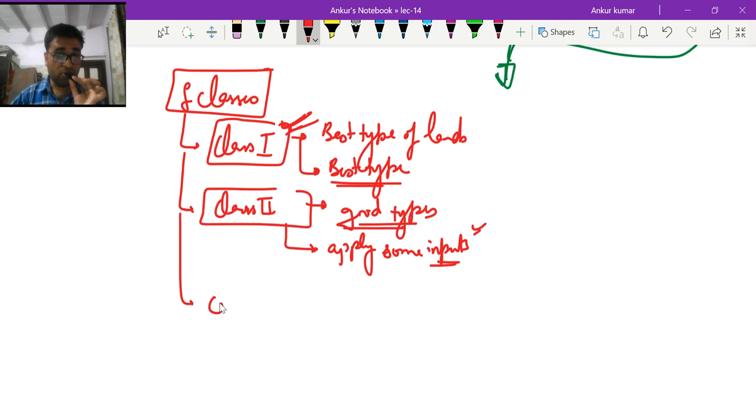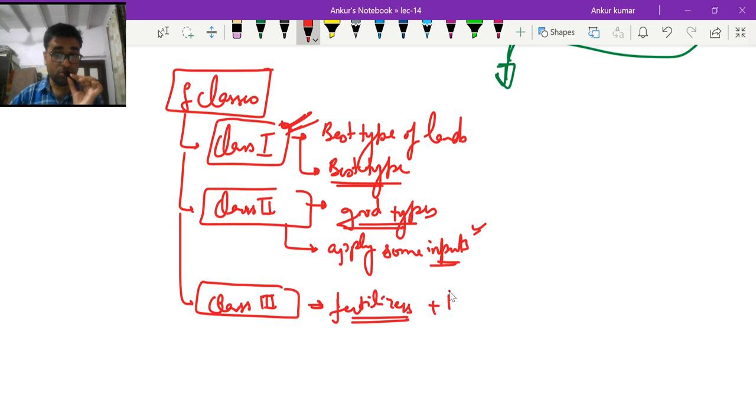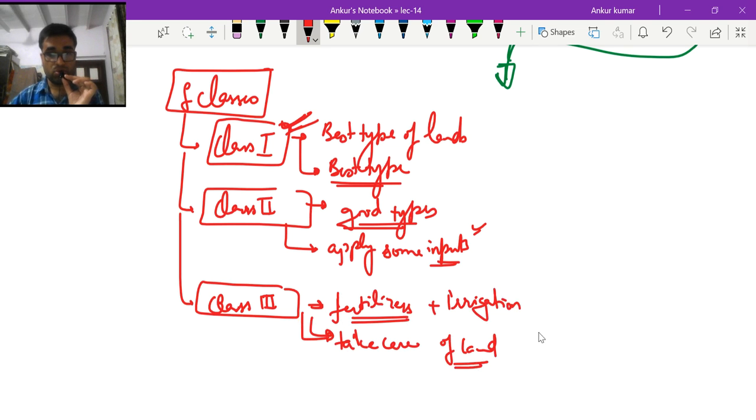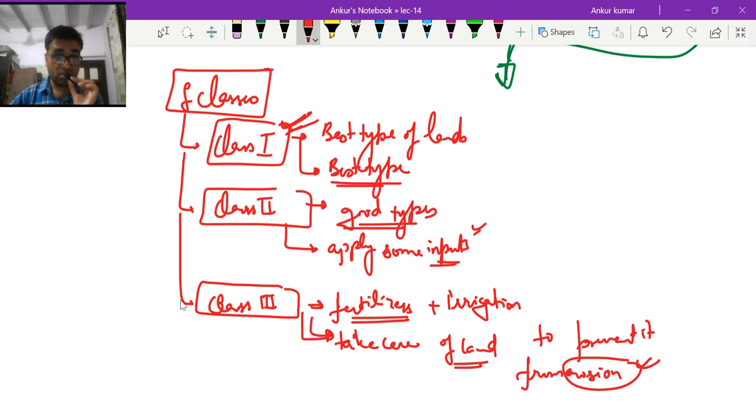Then comes the class 3 land. The class 3 land can also be used for cultivation, but along with that, you have to apply fertilizers intensively, you have to apply modern irrigation techniques, and you have to take care of the land to prevent it from erosion. So this is the class 3 land.